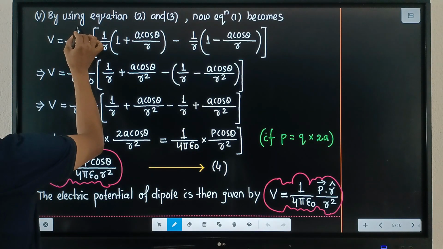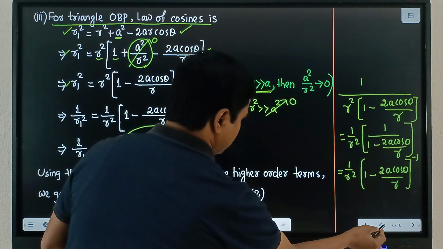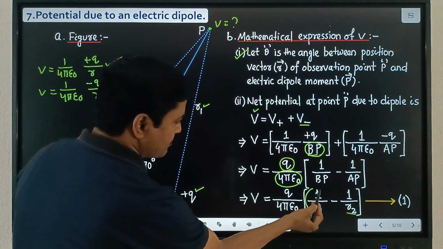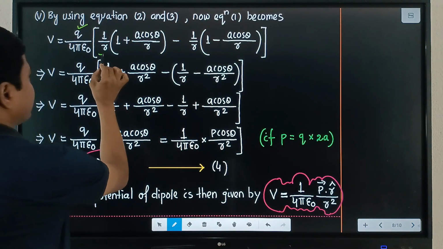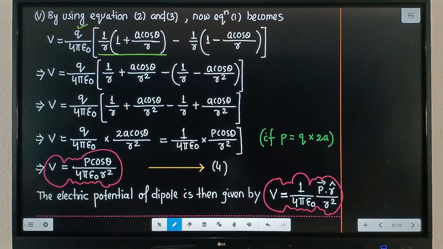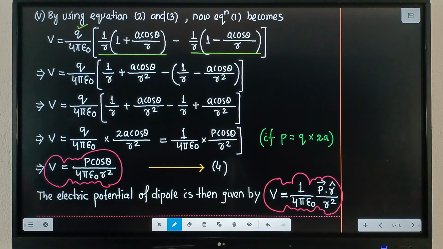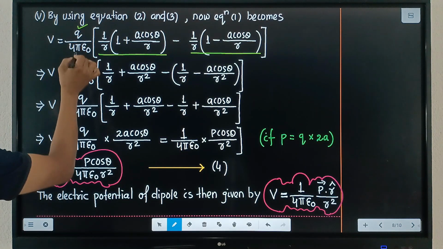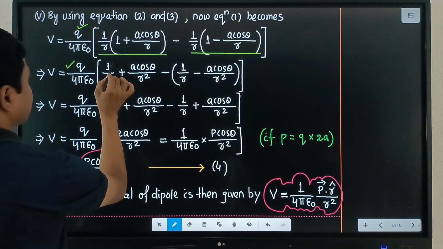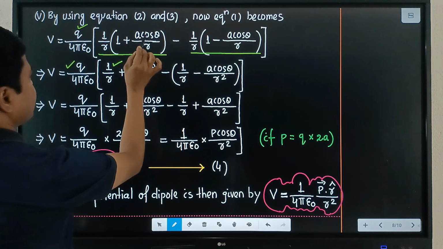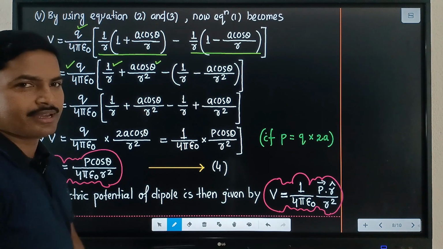V is equal to Q divided by 4 pi epsilon 0. In place of the first one, again look at the equation. In place of 1 by R1, we write 1 by R multiplied by 1 plus A cos theta divided by R. And in place of 1 by R2, we write this one. Clear? Then this is Q by 4 pi epsilon 0. This is 1 by R multiplied by 1, we write 1 by R. 1 by R multiplied by A cos theta by R, so we write A cos theta divided by R square.